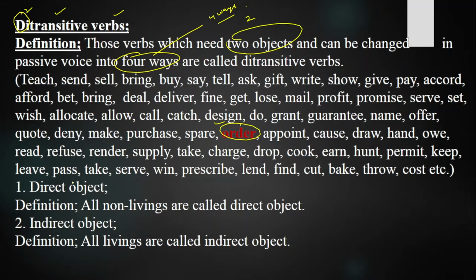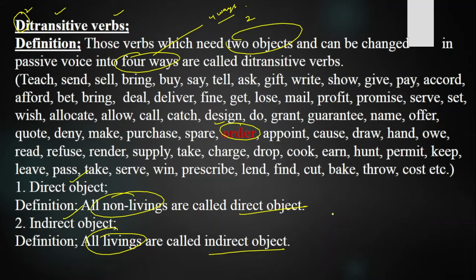You know, die transitive verbs need one direct object and one indirect object. Direct object means all non-livings and indirect object means all living. So whatever the non-livings we have are called direct object and whatever the livings we have are called indirect object. Why do they need two objects? You know, if you put one of the objects, the meaning won't be clear and understandable. Sometimes it will be wrong and sometimes even not sensible.